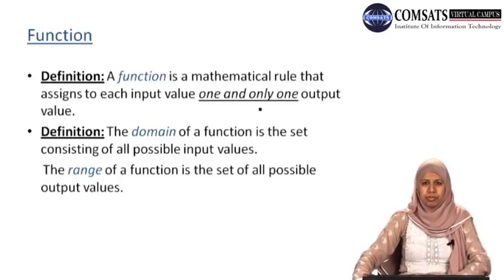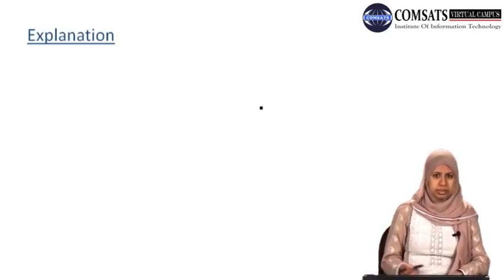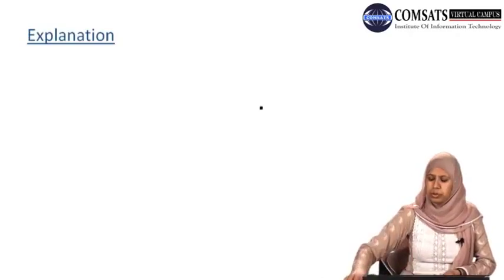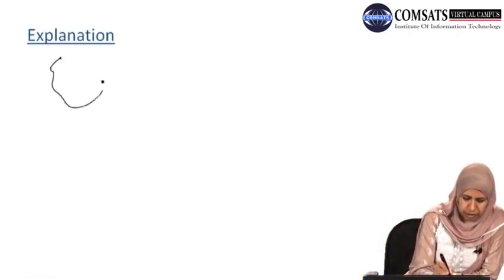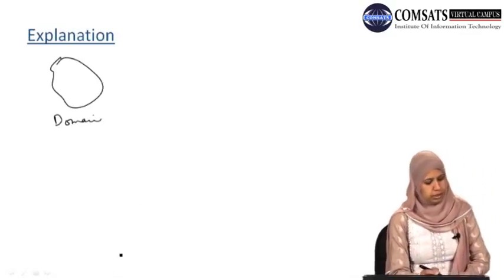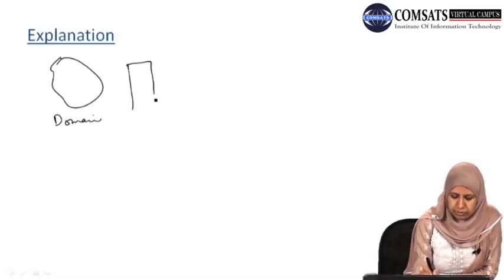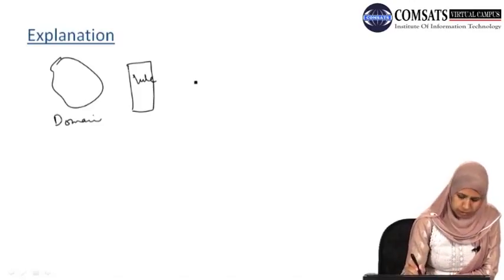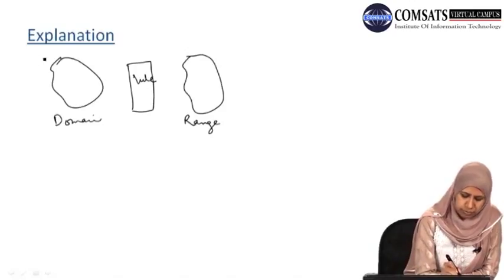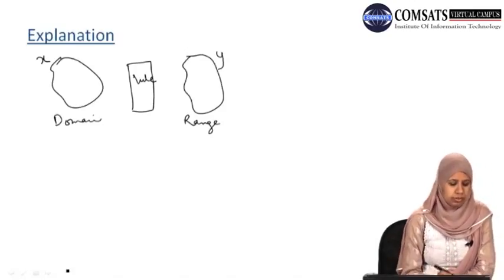That is, whatever the value of y is after applying the mathematical rule is our range. What do we mean by this set of all possible input values and set of all possible output values? First we have, let's say this is our domain, and this is our mathematical rule, and this is our range. Here we call it x, here we call y.